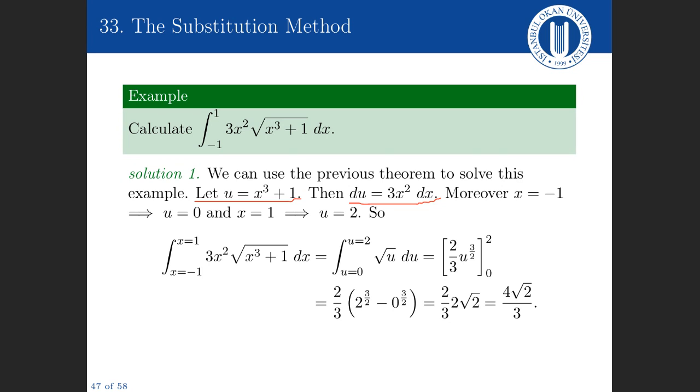But here comes this extra step that we need to do. We need to say if x is equal to -1, put -1 in here, -1 cubed plus 1, you get that u is equal to 0. And if x is equal to 1, replace x by 1, and you get 1 cubed plus 1, or u is equal to 2. Then we have everything that we need to do the substitution.